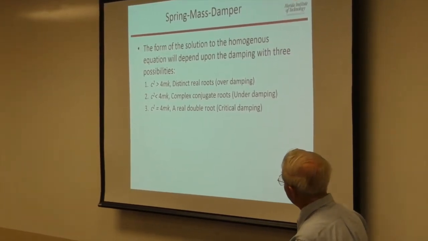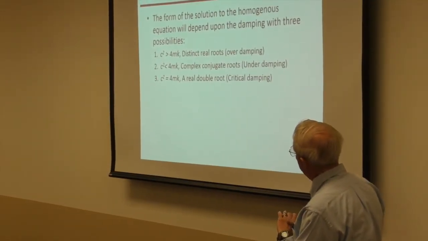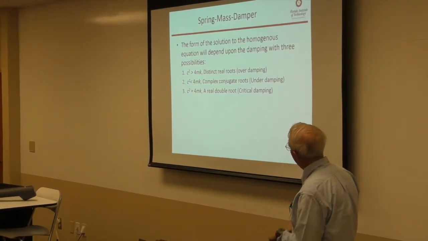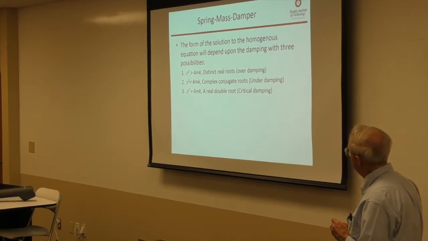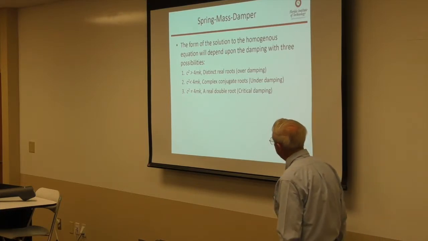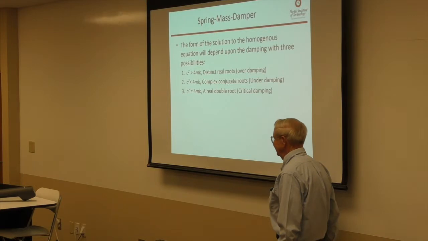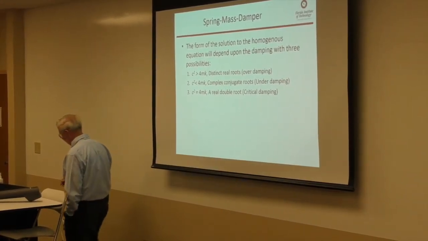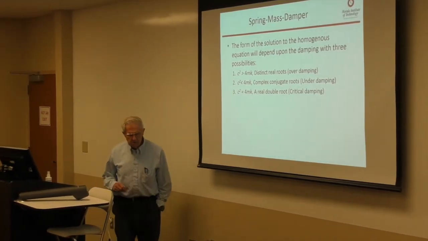The second case is C squared less than 4mk, and we have complex conjugate roots, under damping. And then C squared is equal to 4mk, a real double root called critical damping. Now, we end up plotting those. We can plot those on the complex plane.